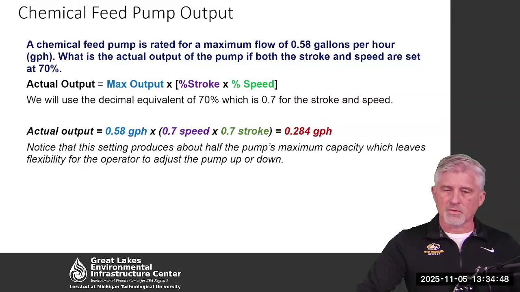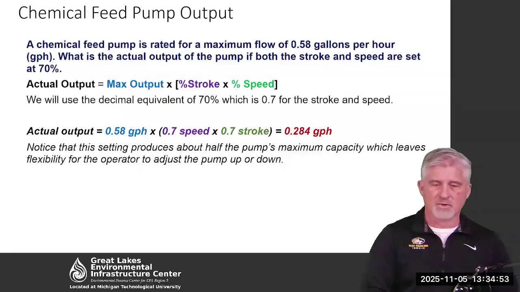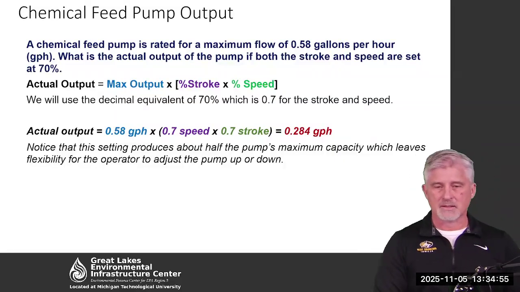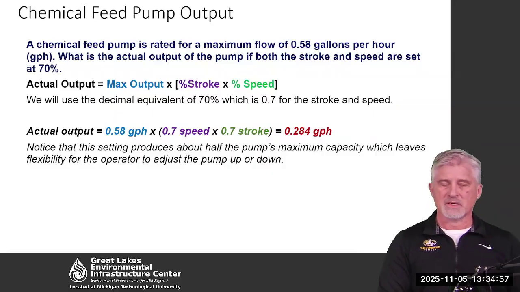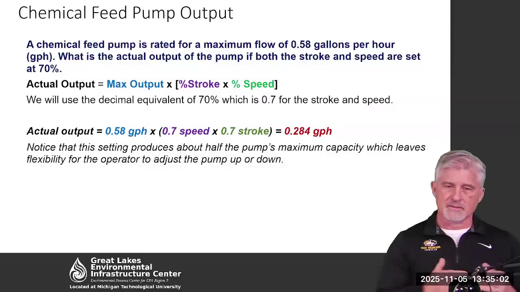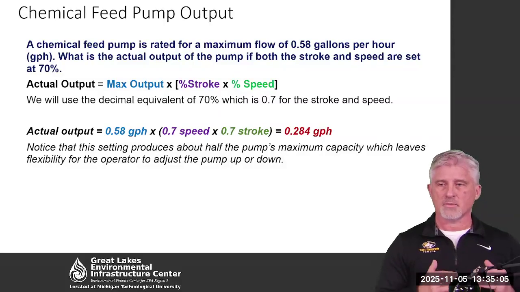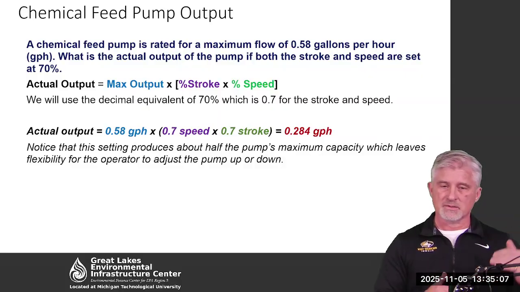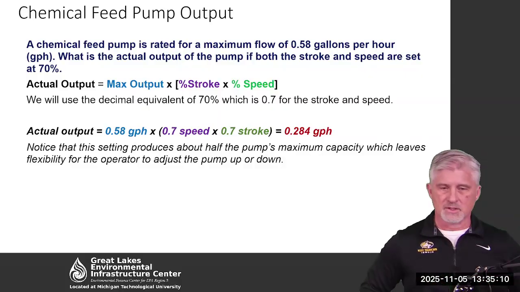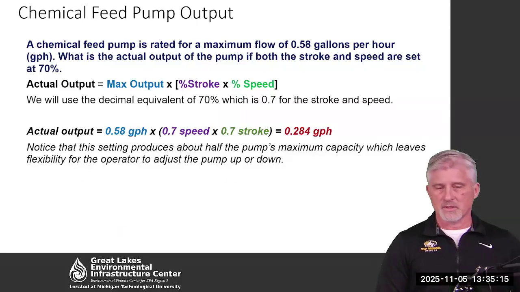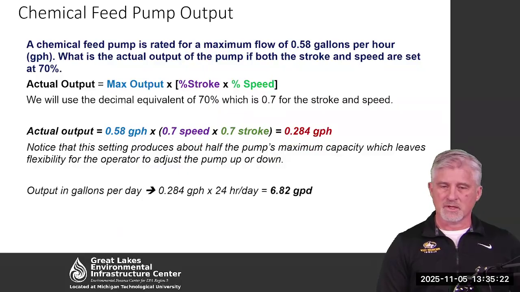Okay, so 0.284 is a little less than half, very close to half of the max output of the pump, which is a good thing because if we've got a pump that can operate at its halfway point, then that means we have room to increase and we have room to decrease. So if I were trying to spec out a pump and we needed a flow of 0.284 gallons per hour, this would probably be a good pump to utilize.